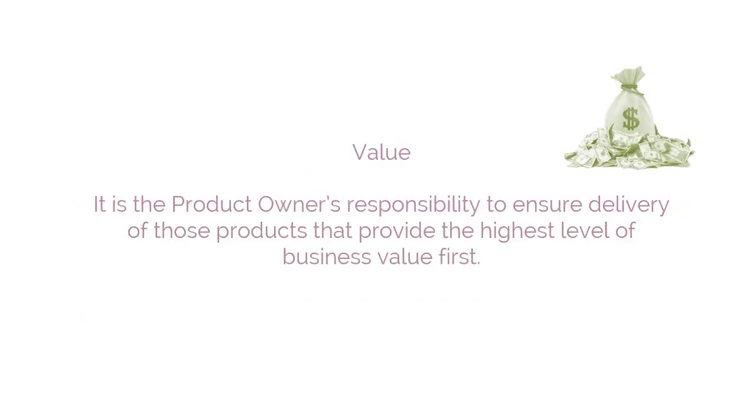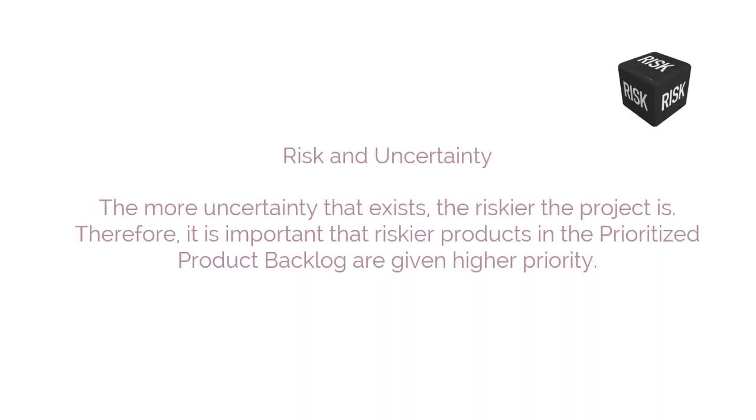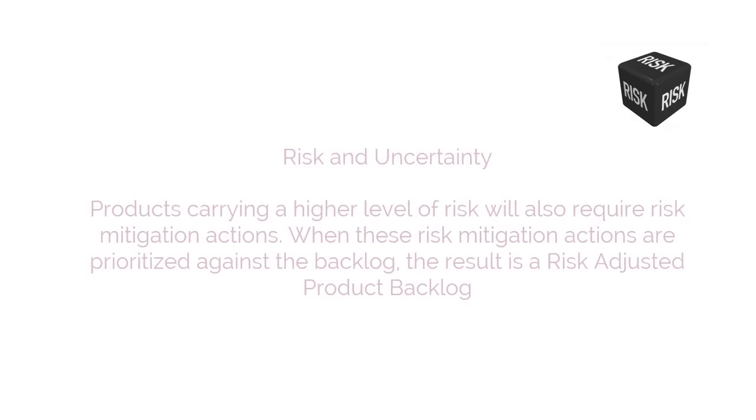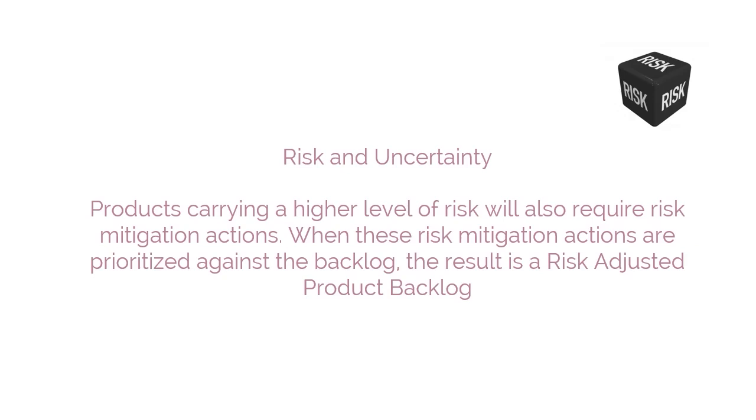Value. It is the product owner's responsibility to ensure delivery of those products that provide the highest level of business value. Risk and uncertainty. The more uncertainty that exists, the riskier the project is. Therefore, it is important that riskier products in the prioritized product backlog are given higher priority. Products carrying a higher level of risk will also require risk mitigation actions. When these risk mitigation actions are prioritized against the backlog, the result is a risk-adjusted product backlog.